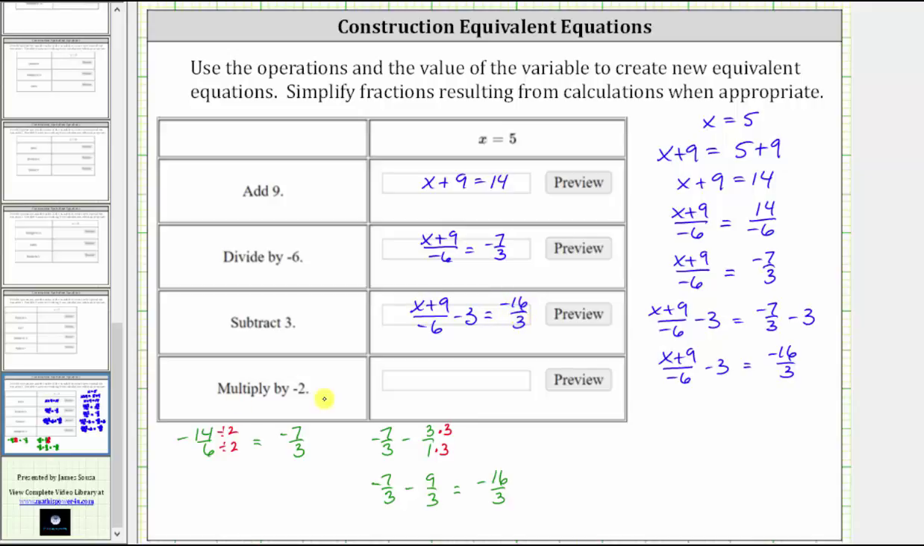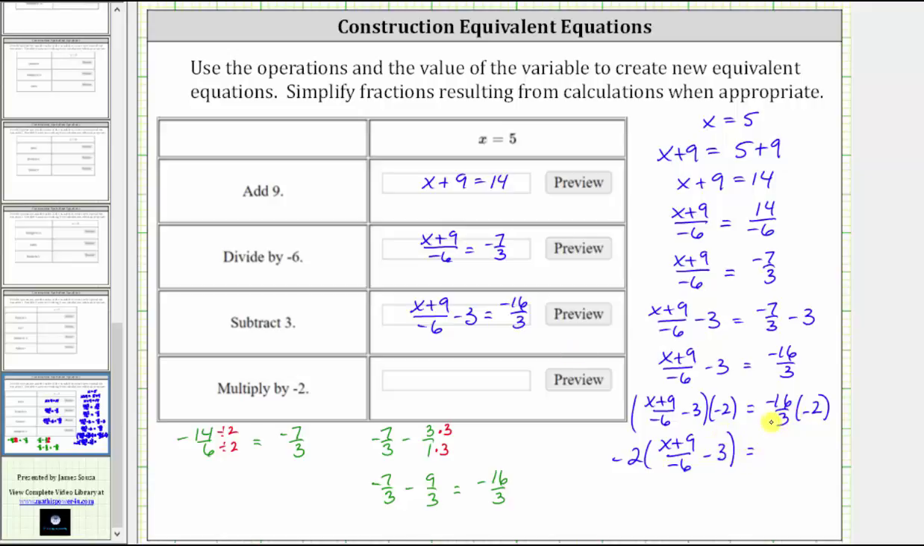The last operation is multiply by negative 2, so now we take this equation and multiply both sides by negative 2. This gives us the quantity x plus 9 divided by negative 6 minus 3 times negative 2 equals negative 16 thirds times negative 2. Now looking at the left side of the equation, we normally don't leave it in this form. We use the commutative property of multiplication and change the order of this product. We normally rewrite this as negative 2 times the quantity x plus 9 divided by negative 6 minus 3.